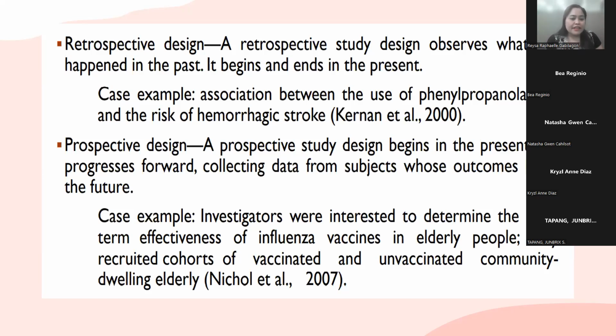Now, the prospective is the other way around. Our study will begin at the present, but it will progress forward and end in the future. Okay? So we will look into the future of what will happen to the phenomenon or the situation that we are investigating. So we have here an example of a prospective design. The investigators were interested to determine the long-term effectiveness of our influenza vaccines in elderly people.